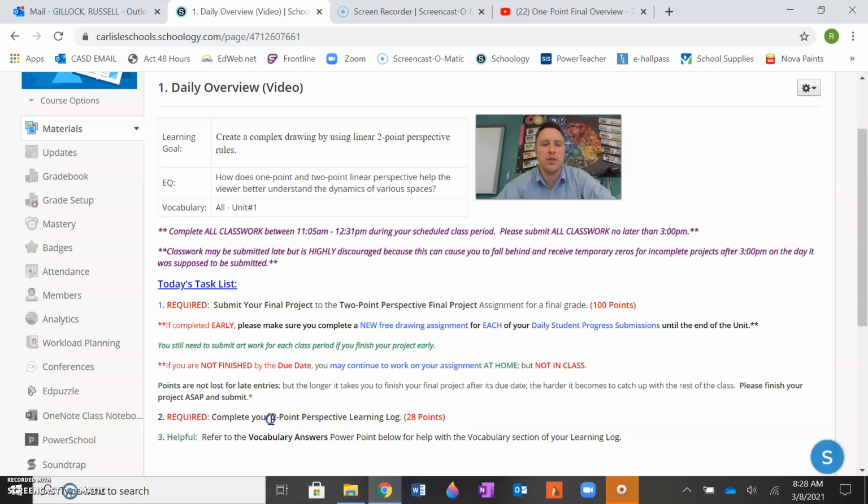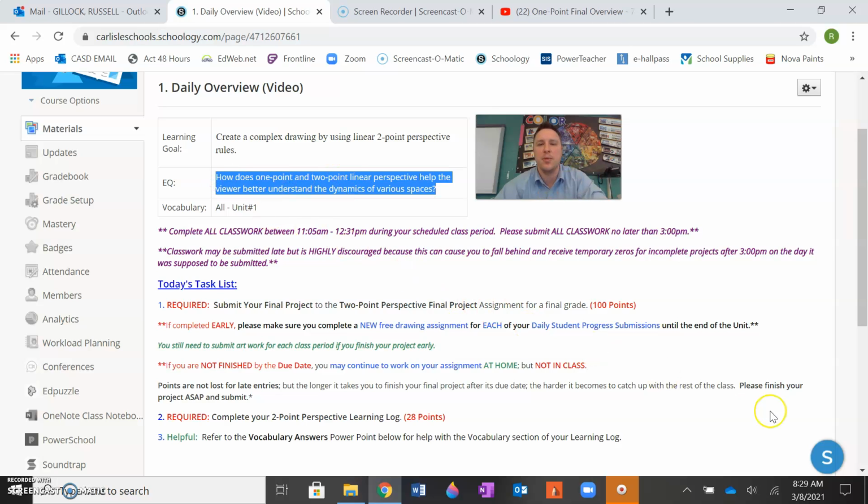Once you complete it, just complete your 2-point perspective learning log. There are 3 sections. The first section is a vocabulary section. In that section, there is a vocabulary answers PDF or PowerPoint at the bottom of this page. Please refer to that to help with the answers, so everyone should be able to get 100% on that section. It is an open note quiz where you just match the definitions. After the vocab section, the second section is an artist statement where you write about how you produce your artwork. And then lastly is the essential question that we've been discussing every day up until today.